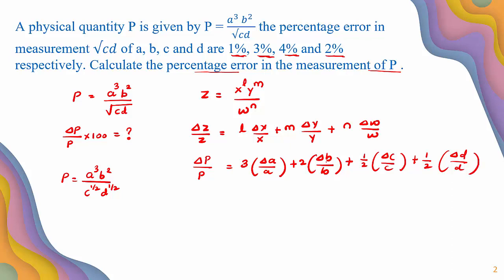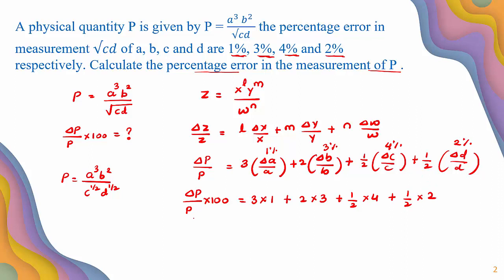Now easily we can substitute all the values. Delta P over P into 100 in terms of percentage. Here delta A over A is already given, 1%. Delta B over B is 3%. Delta C over C is 4%. Delta D over D is 2%. Substitute the values: 3 into 1 plus 2 into 3 plus 1 by 2 into 4 plus 1 by 2 into 2. Now calculate the value.